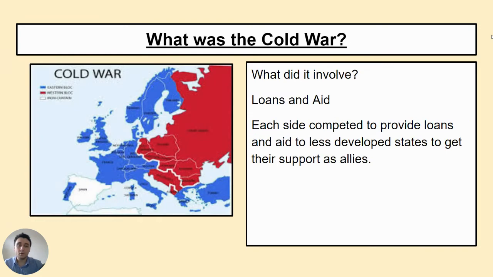What else did it involve? Well, loans and aid as well, more money being spent by these countries. Each side competed to provide loans and aid to less developed states to get their support as allies. So if you remember, after World War II, a lot of countries were completely destroyed. They had very little money. America had lots of money still. Russia had some, not as much. And they basically said, we'll help you rebuild, we'll give you money, but you've got to be an ally for us. You've got to be on our side. You've got to be capitalist, or you've got to be communist.